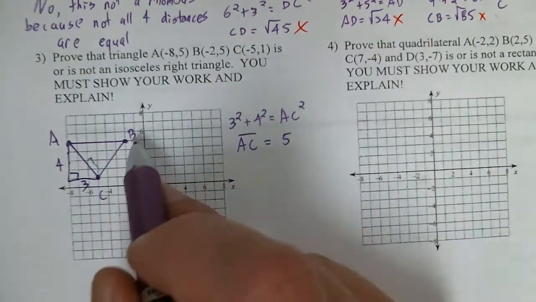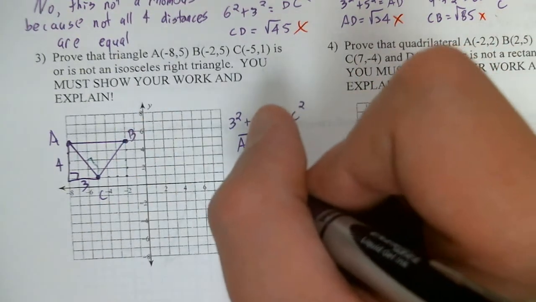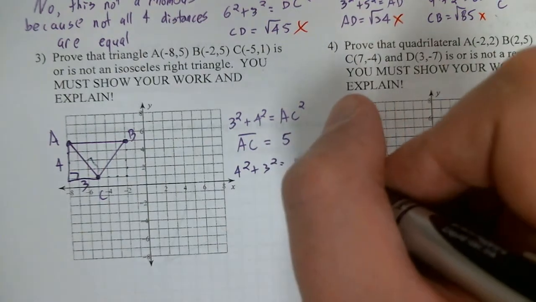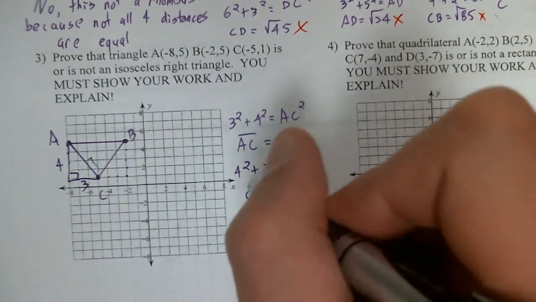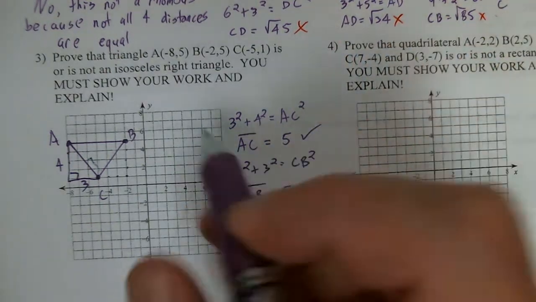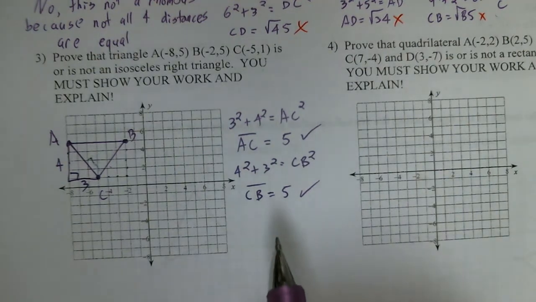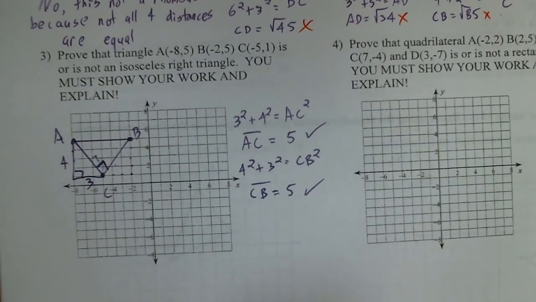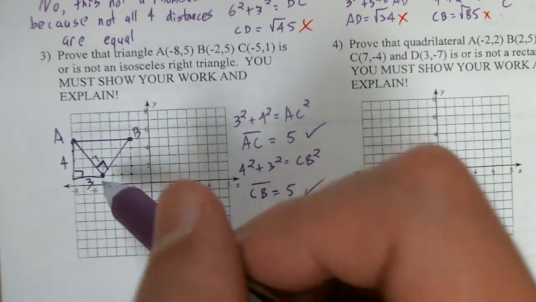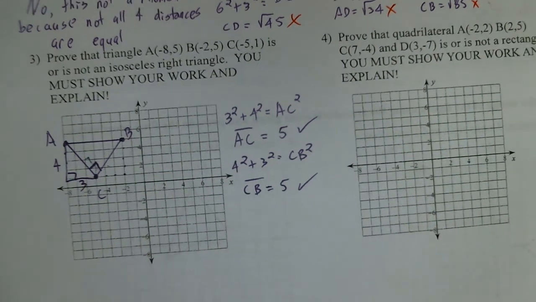Okay. All right, for BC, same thing. 1, 2, 3, 1, 2, 3, 4. So 4 squared plus 3 squared equals CB squared. That's 25. Take the square root. And as we see, both of these hypotenuses have a length of 5. Okay, so it's definitely an isosceles triangle. Now, to figure out if it's a right triangle, I need to know if that angle right there on my original triangle is a right angle. In order to do that, I need to look at the slopes and see if they are negative reciprocals of each other.